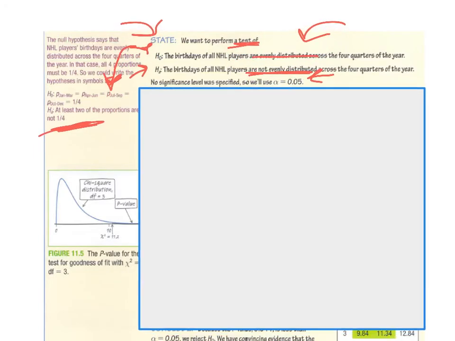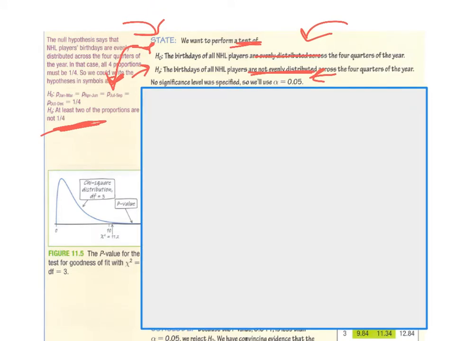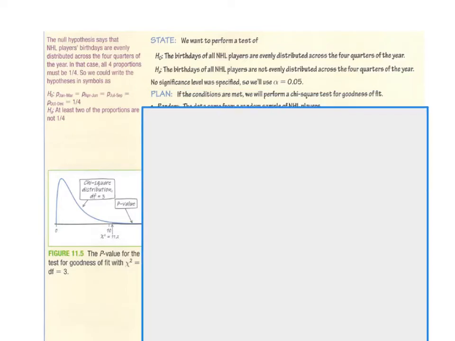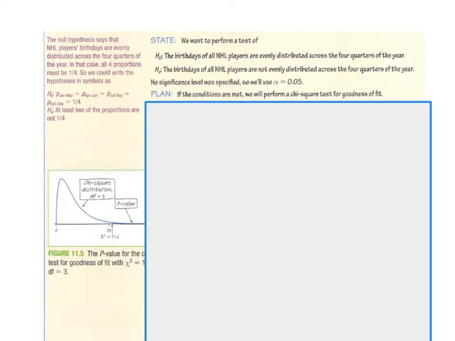So the plan would be to perform a chi-square goodness of fit. So I have to make sure I'm going to say what method of inference I'm going to use, right? I'm using a chi-square goodness of fit if my conditions are met.